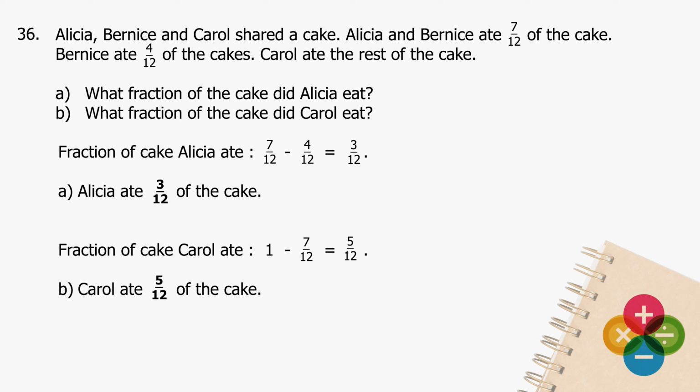The fraction of cake Alicia ate will be: subtract 4/12 from 7/12, and the difference is 3/12. A. Alicia ate 3/12 of the cake. The fraction of cake Carol ate will be: subtract 7/12 from 1, and the difference is 5/12. B. Carol ate 5/12 of the cake.